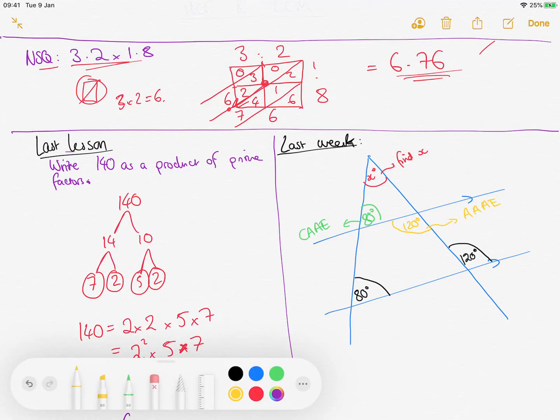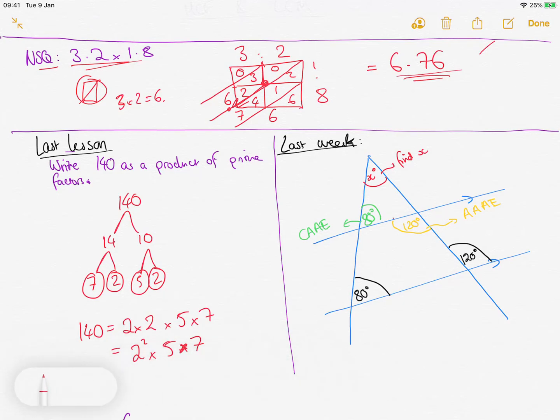And then I can say that this angle, because this is adjacent angles on a straight line, I can do 180 take away 120, which is 60 degrees. So I know that this angle is 60 degrees because angles on a straight line add to 180 degrees.